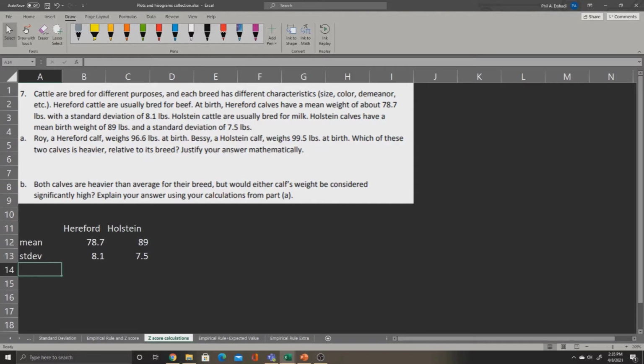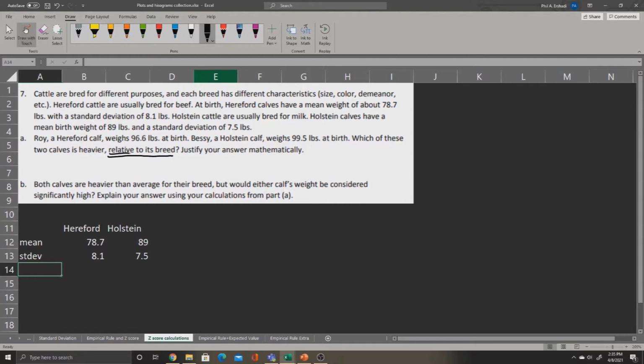Now, in Part A, we're given Roy, a Hereford calf, weighs 96.6 pounds at birth, and Bessie, a Holstein calf, weighs 99.5 pounds at birth. Which of these two calves is heavier relative to its breed? The key words here are relative to its breed.